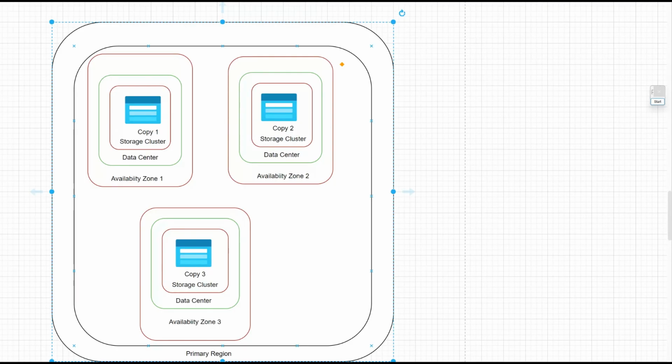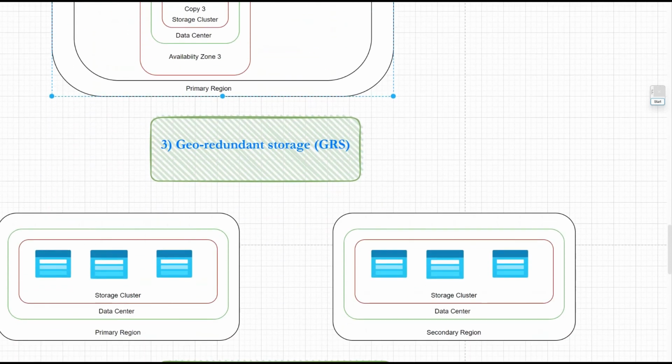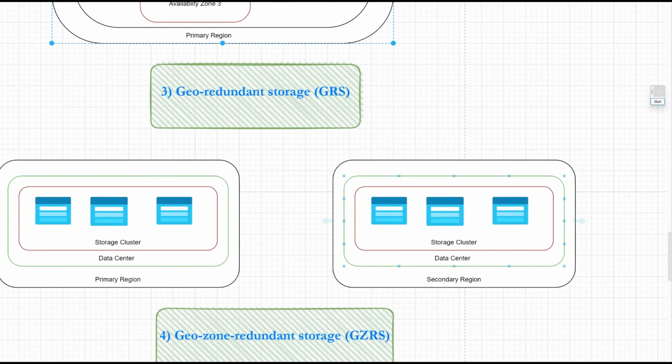So the next one would be geo-redundant storage, which is GRS. So in GRS, this basically combines the LRS within the primary region and asynchronously replicates the data to a secondary region. So we can say that data is synchronously replicated 3 times within a single storage cluster in the primary region, and then it is asynchronously replicated to a secondary paired region.